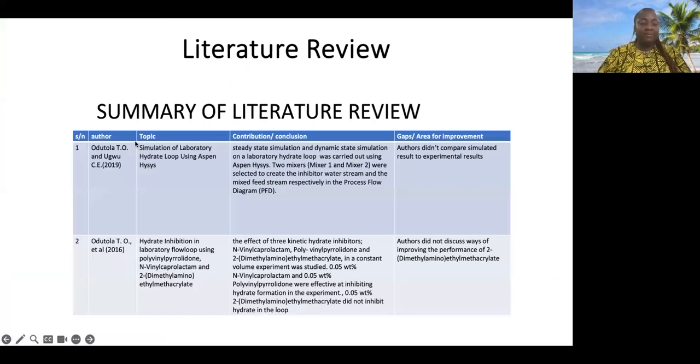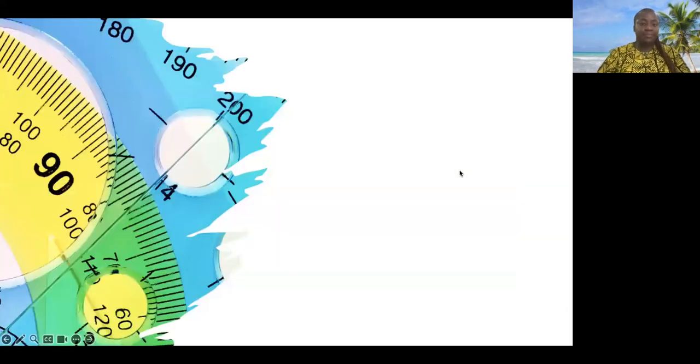So you should have your topic, first you have the author, you have the topic, you have the contribution or conclusion of the author based on the research they did, and you have read it. Then you look at the gaps they have and what they didn't complete, so that you know the gaps that you will need to fill in your research. So this is 1, 2, in your own case, you should have like 10.